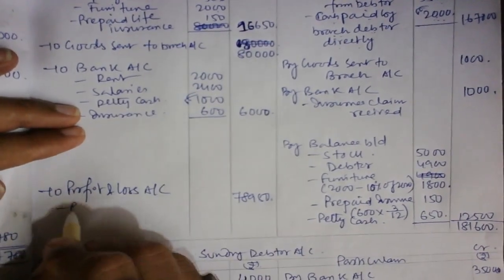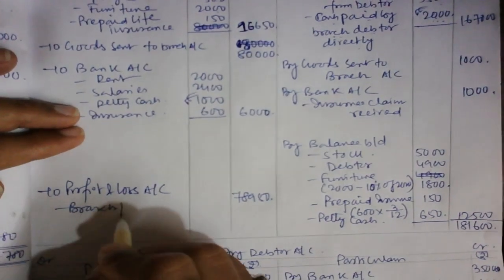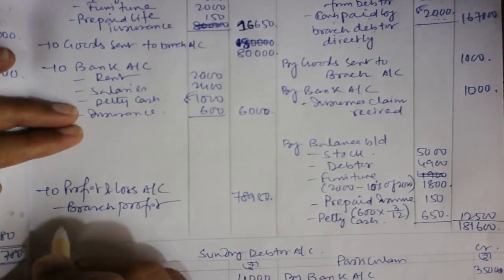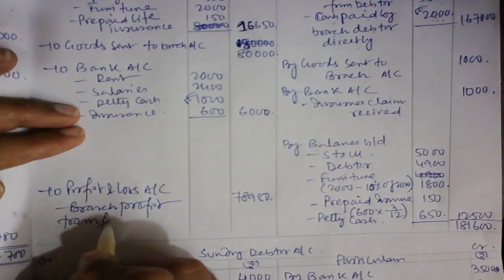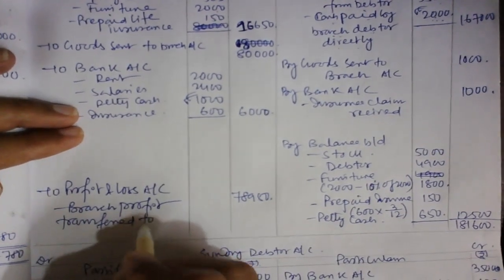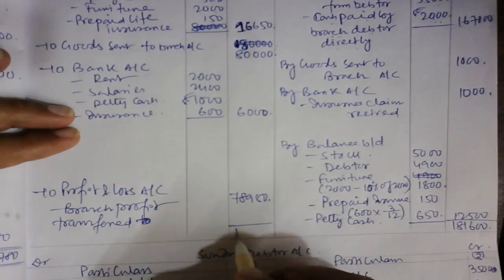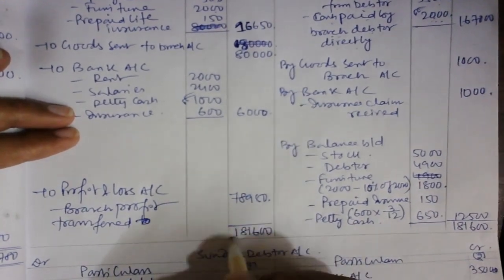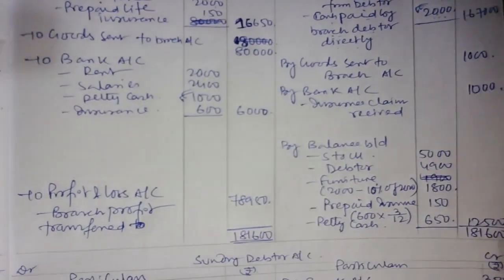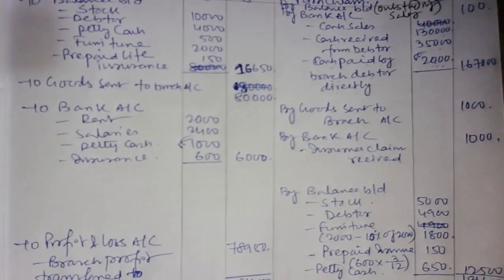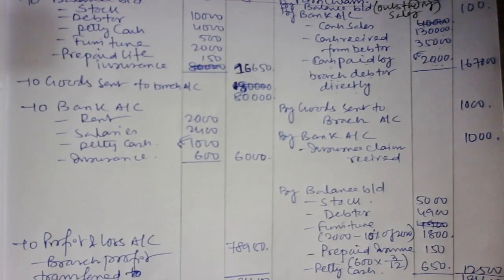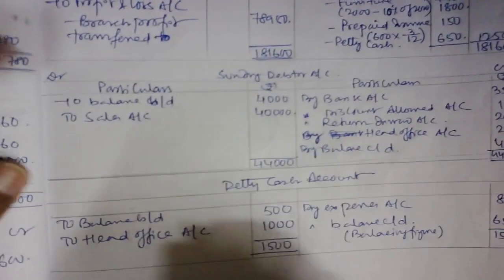branch profit, transfer. You can write transfer. So 181,600. Done, sir. Completed. So this is the branch account we have completed. Okay? So this is the synthetic method we have completed.